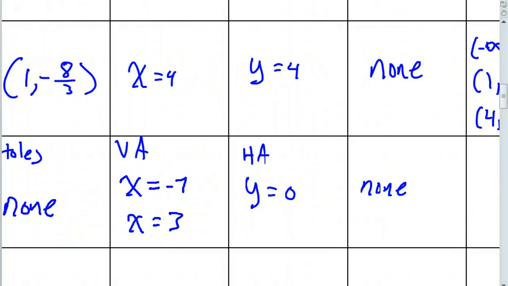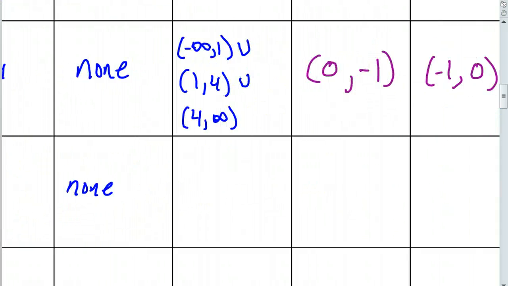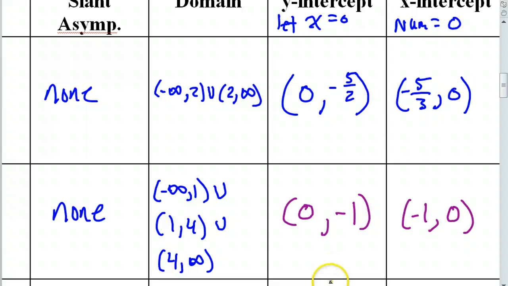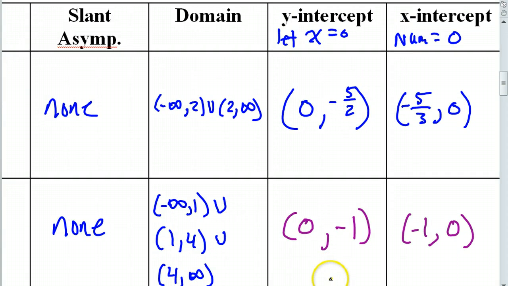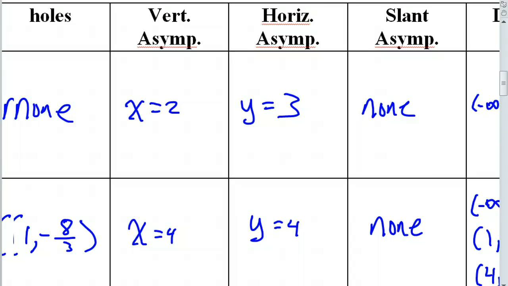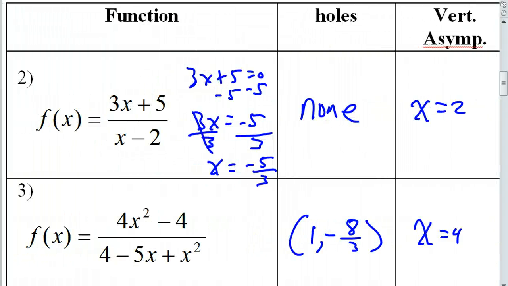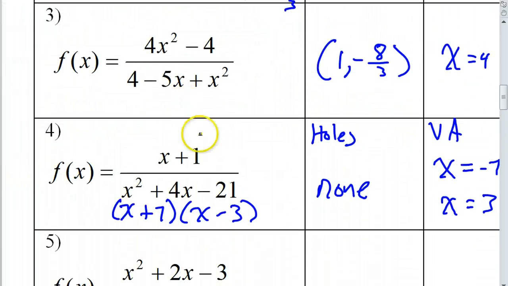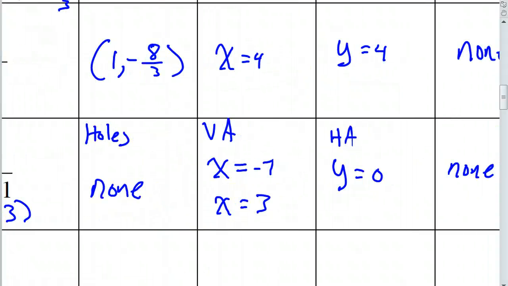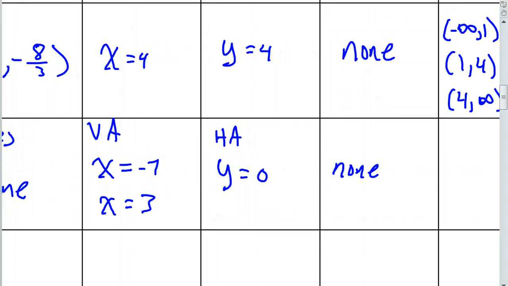Okay, so we got vertical asymptote, horizontal asymptote, slant asymptote. Okay, that brings me up to the domain. Now, we should be able to do the domain just from the vertical asymptotes, without an actual graph. So just remember this: we have the negative 7 and 3. So let's do it this way.